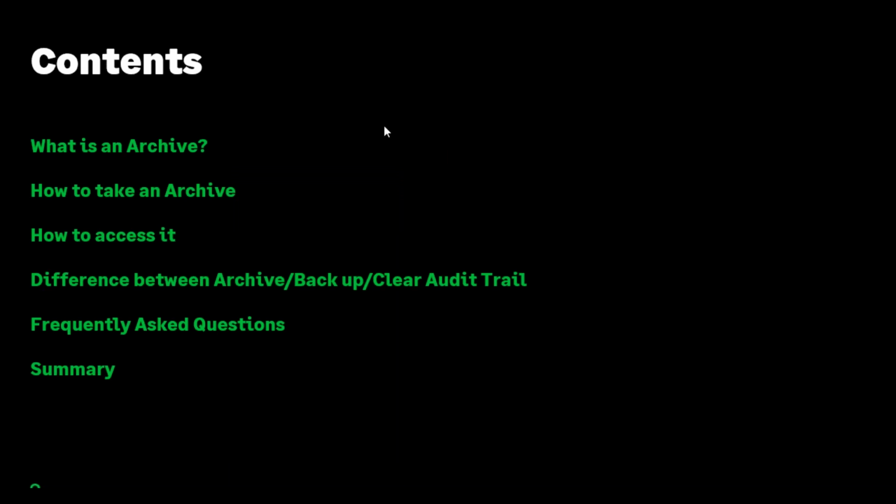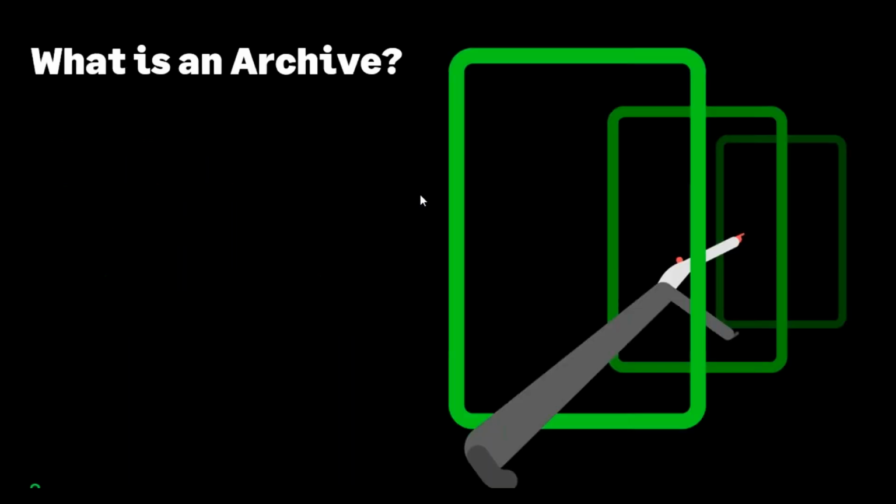Okay, so this is what we're going to cover. First of all, we're going to talk about what is an archive. Then we're going to show you how to take an archive, then how to access an archive. And we're going to try and really clear up the difference between an archive, a backup, and a clear audit trail, because those are three terms that quite often get used in the wrong context. We'll also cover some frequently asked questions today. Then we'll come back with a summary, where we will cover any outstanding questions and show you some of the upcoming topics for our webinars.